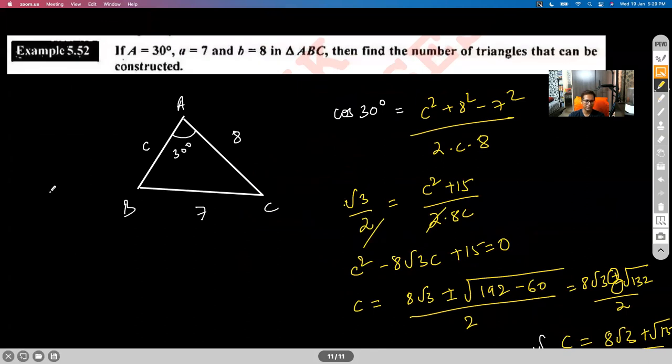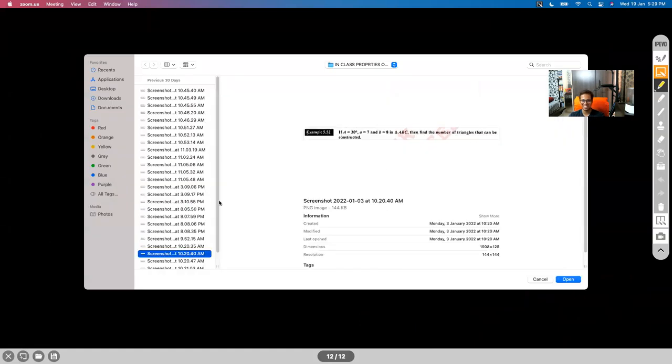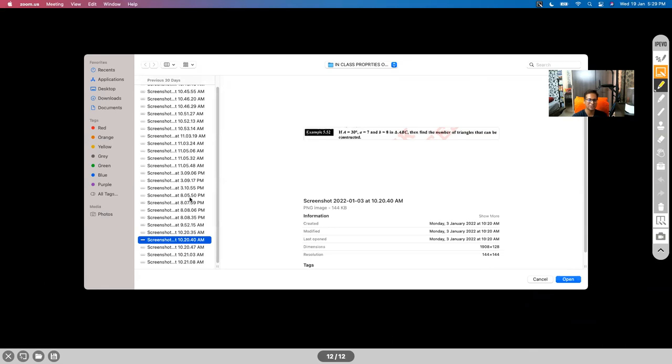Is it fine? Any questions? So what I wanted to convey here is that it is not necessary that you remember all those conditions that we discussed. Okay, you can just make use of your quadratic itself to get your required result.